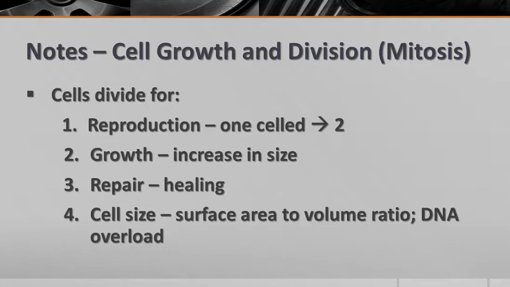Another reason that cells might need to divide is for repair. When you have any kind of injury, like a cut or scrape or broken bone, those cells that are damaged have to be replaced and repaired. And that's another reason that cell division needs to occur.